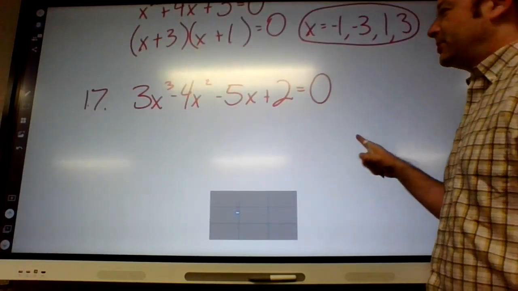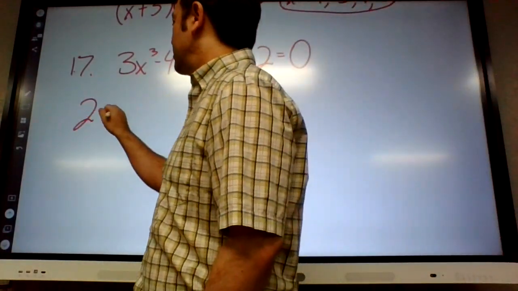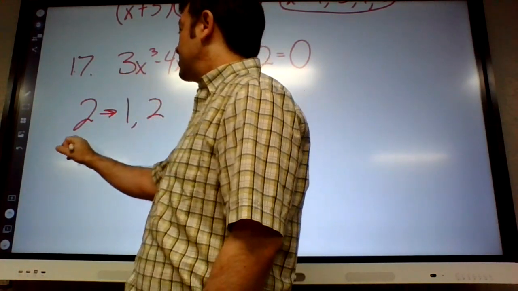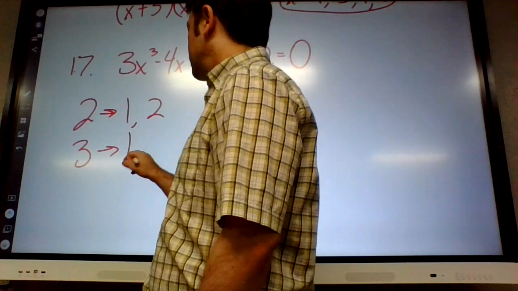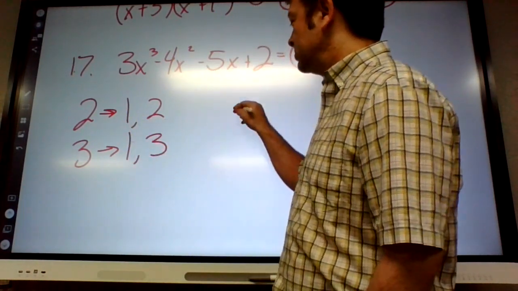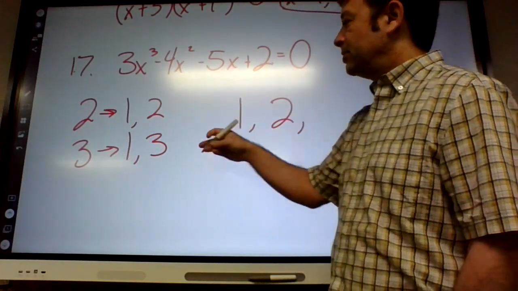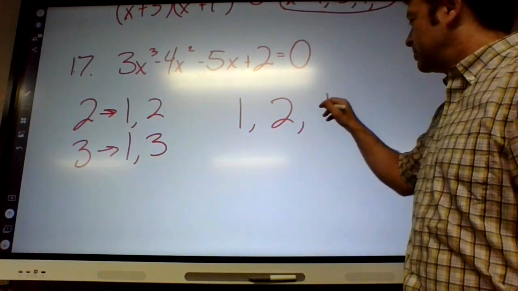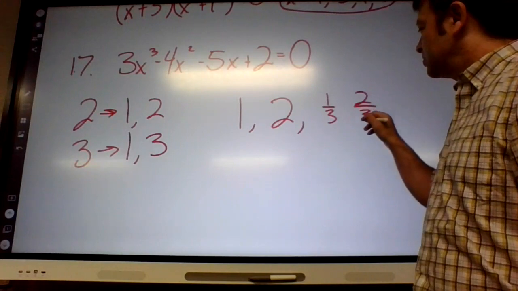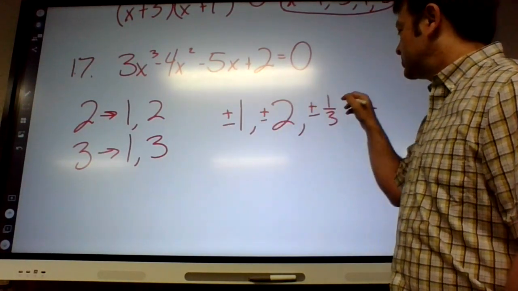So, how am I going to start? Factors of 2, which are 2 and 1 and 2, over factors of 3. Okay, so it could be 1 over 1, could be 2 over 1, could be 1 over 3, could be 2 over 3. And these all could be positive or negative.